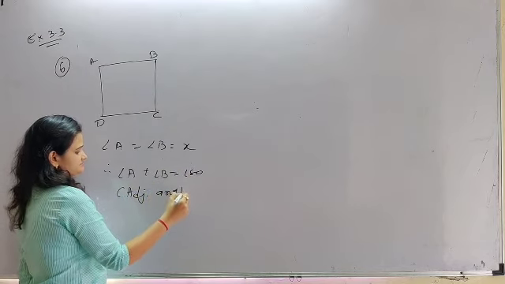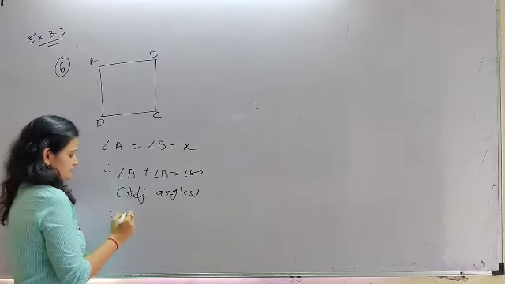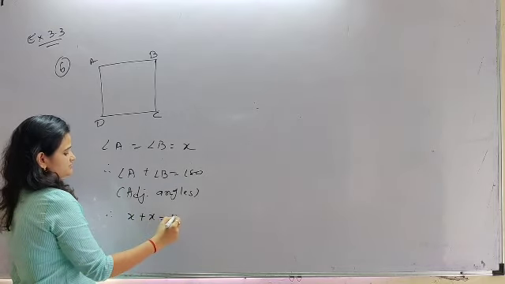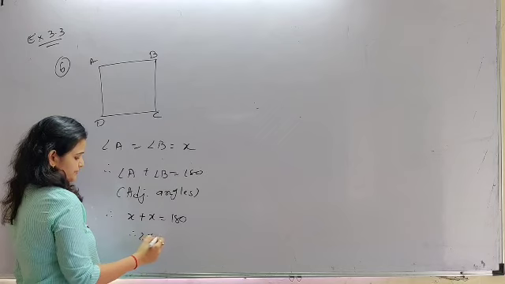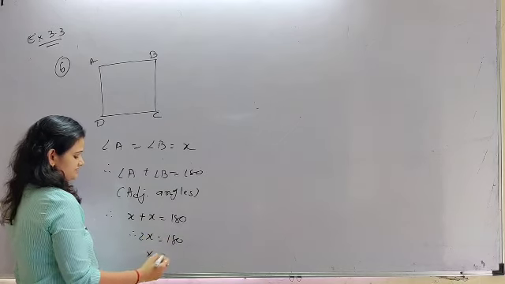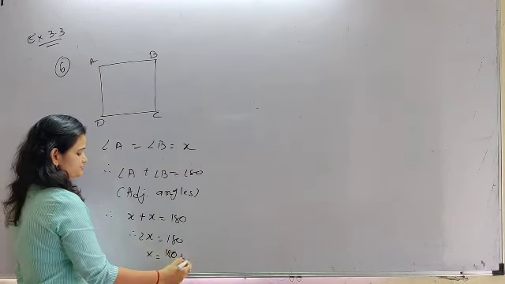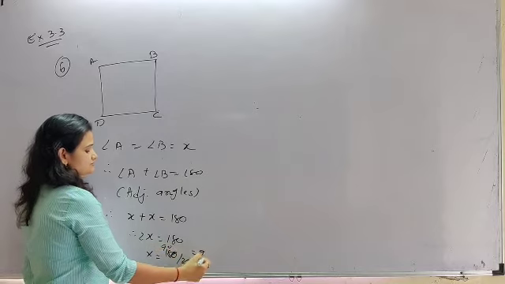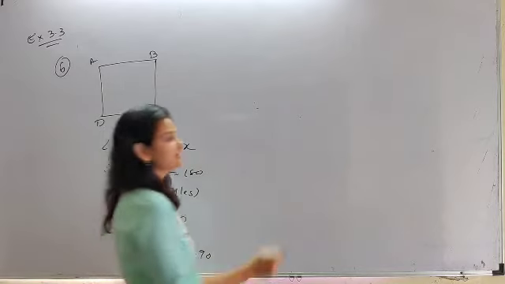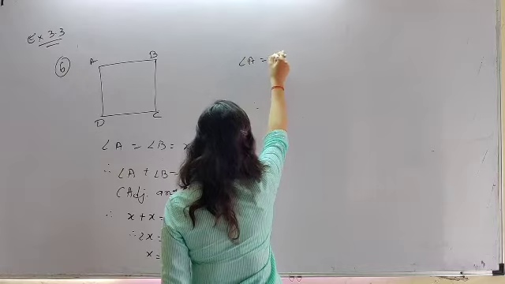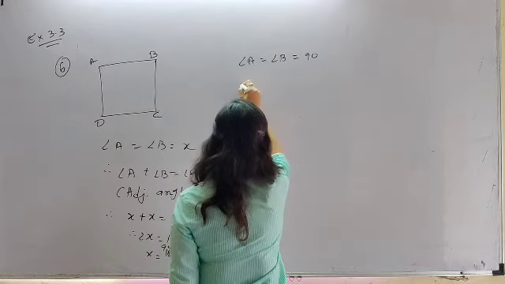Adjacent angles. Therefore, x plus x is equal to 180. 2x is equal to 180. So x will be 180 upon 2, which is equal to 90. That means angle A is same as angle B is equal to 90.